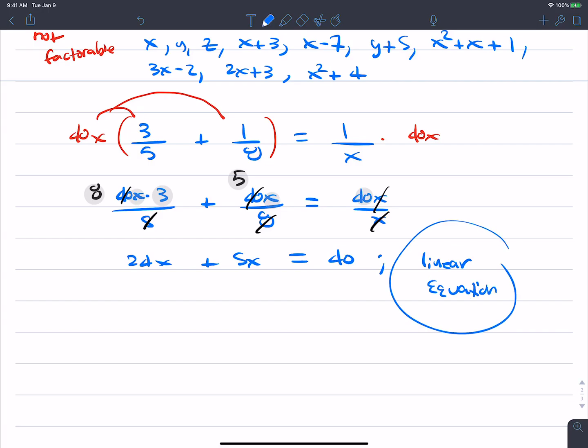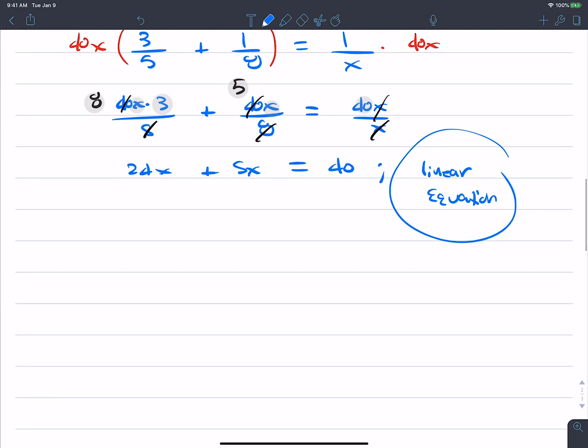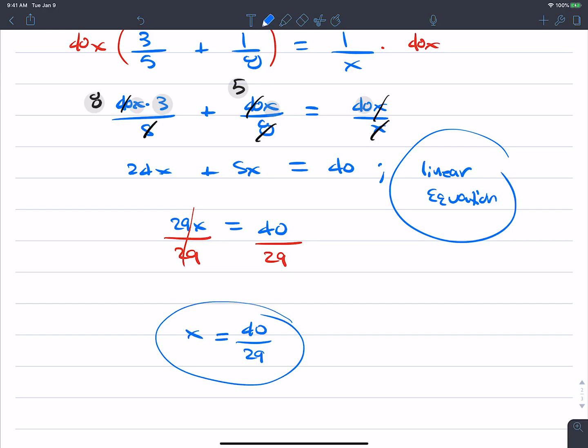Now, what do you do with linear equations? You guys know how to solve them. Is that right? Yeah. Combine your like terms. And what's 24x plus 5x? That's going to be 29x, and that equals what? 40. Divide both sides now by 29. This cancels. And what do you got? x will be what? 40 over what? Over 29. And can I simplify this fraction, by the way? Nope. 29 is prime, isn't it? Yes. And this is your final answer. So 40 over 29 is the solution.